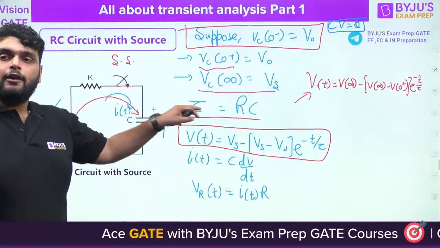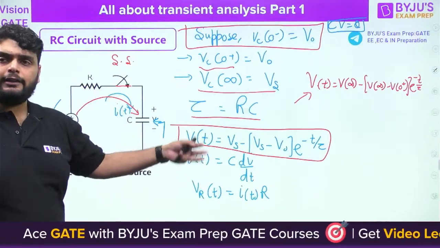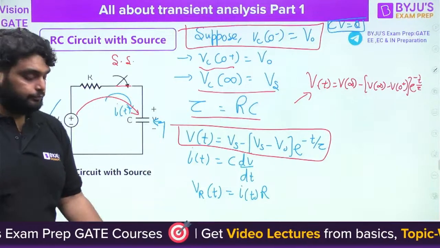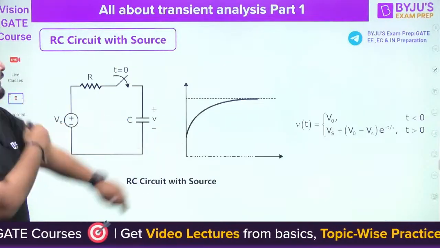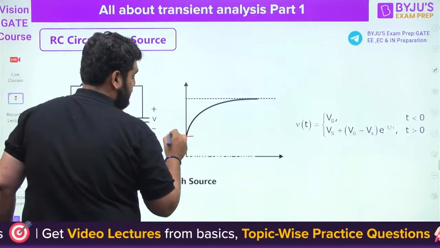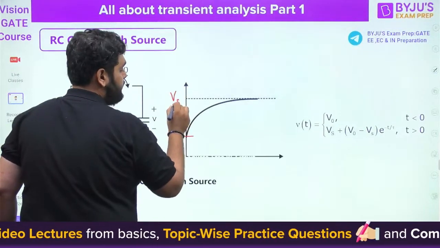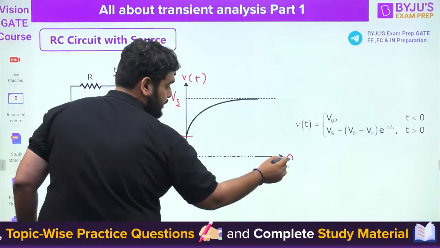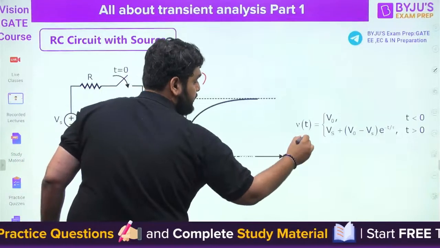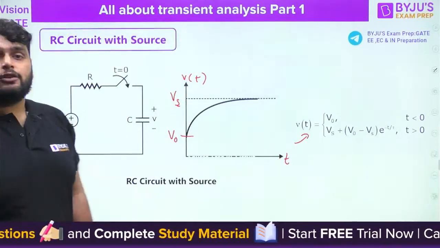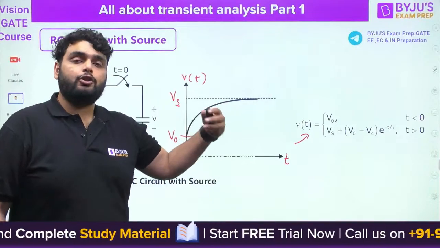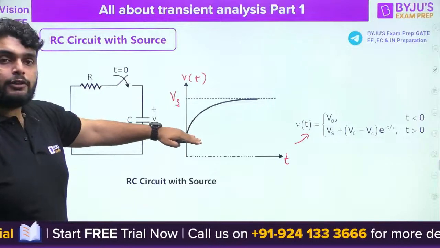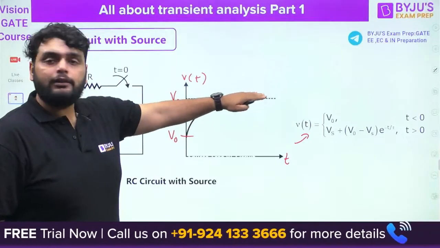We got this voltage. From there we find out the current. We can find out current by using the simple concept C dV by dt, and then the resistor voltage also. So this is actually your response curve. Here you can see beta, the equation is a charging equation. Why is it a charging equation? Because the capacitor is charging to a higher voltage Vs at t tends to infinity. Initially it has some voltage V0. After that it is charging and reaches Vs.